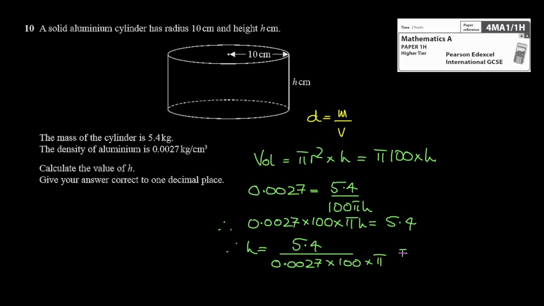And if you pop that into a calculator, you get that h is 6.3661, and that goes on, which is equal to 6.4 to 1 dp as they require. And that is your answer.